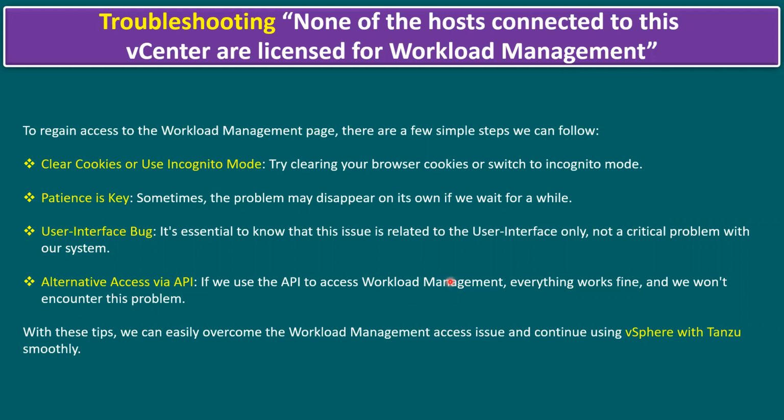If you are using Aria Automation, formerly called vRealize Automation, from vRealize Automation also we can access workload management. Or if you are using other automation tools like Red Hat Ansible Automation Platform, from that platform using API we are able to access workload management. And if everything works fine, we won't encounter this problem. So with these tips, we can easily overcome the workload management access issue and continue using vSphere with Tanzu smoothly.